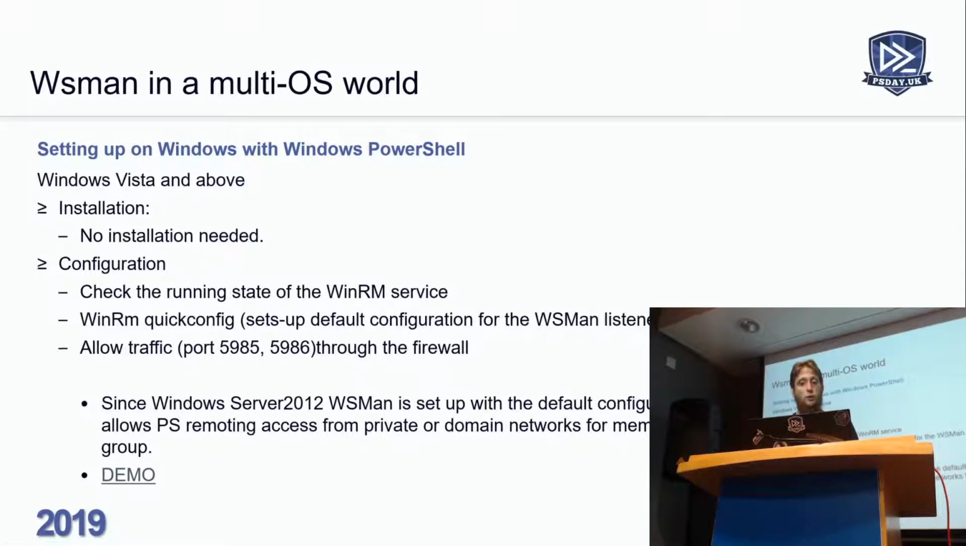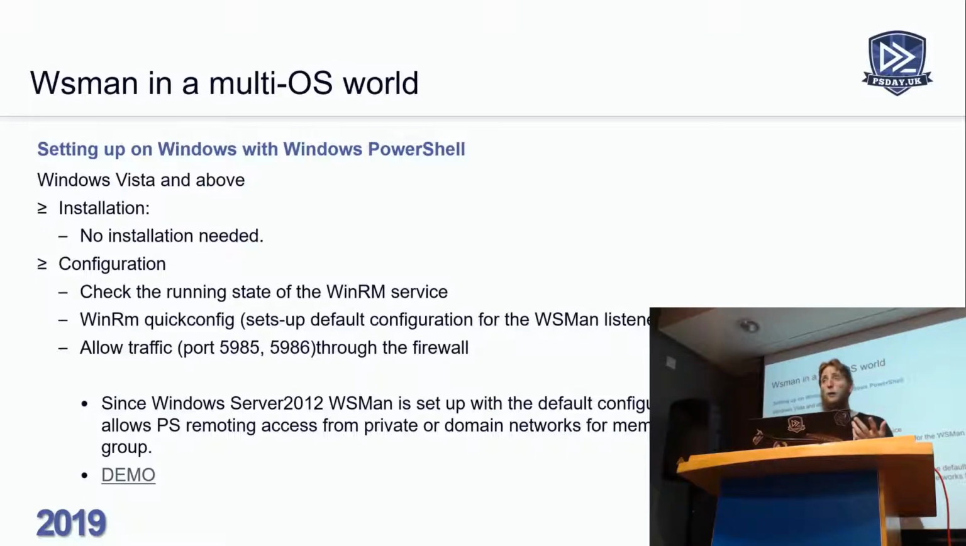So, setting up Windows remoting with Windows PowerShell, I think the configuration part is really done automatically nowadays. What is important? The WinRM service must be running. WinRM quickconfig is the easiest way to set it up because it's doing nearly everything for you in the default configuration. However, if you want to change something, for example, JEA, etc., you have to work on the configurations for WinRM and the WSMan listener in this case.